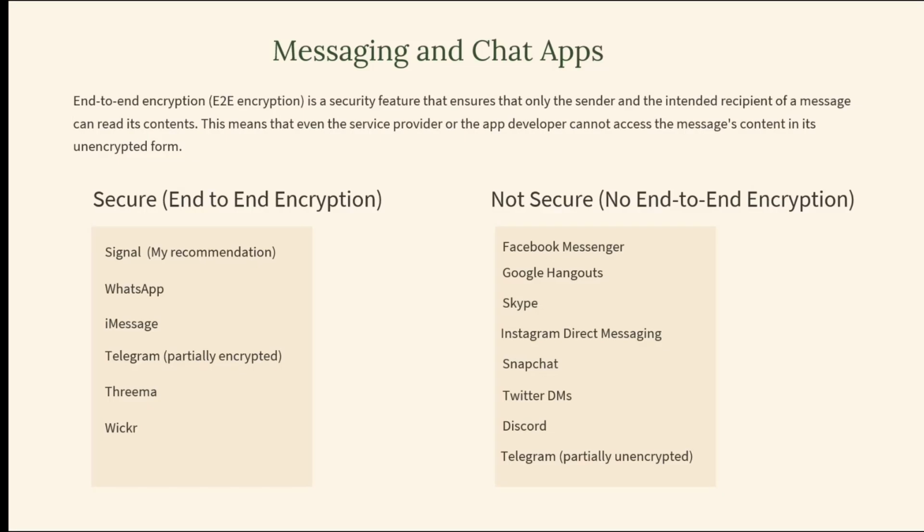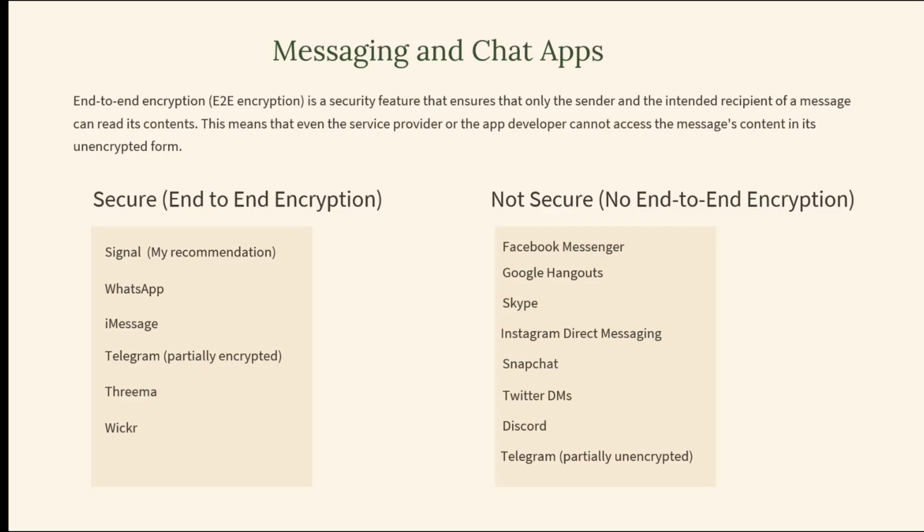iMessage is secure, so that's end-to-end, and basically that's Apple's own end-to-end encryption. Telegram, which is partially encrypted, and I wouldn't recommend that one either. And then Threema and Wickr, I think haven't really got off the ground yet, so we'll see how secure they are in the future, but they're just something to watch out for.